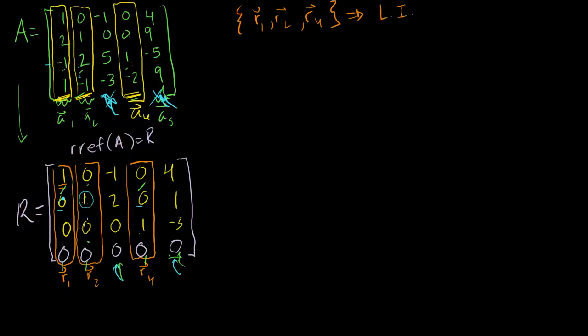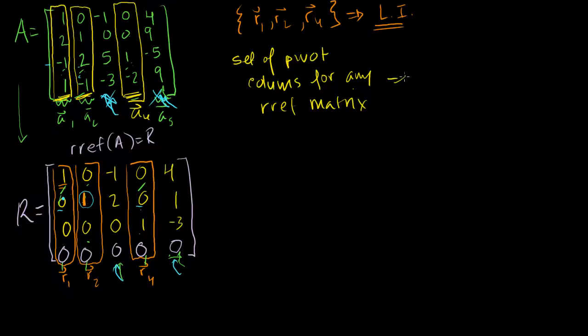And that's because the very nature of reduced row echelon form is that you are the only pivot column that has a 1 in that respective row. So the only way to construct it is with that vector. You can't construct it with the other pivot columns because they're all going to have 0 in that row. And when I say it's linearly independent, I'm just saying the set of pivot columns. So let me say this in general. The set of pivot columns for any reduced row echelon form matrix is linearly independent.